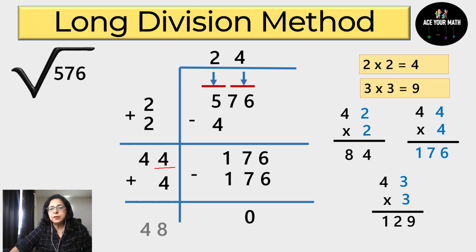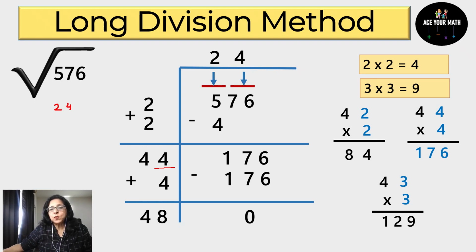And on the left hand side, when you add 4 to 44, it will give you 48. Okay, now we need to stop our division here because if you see, we got 0 as the remainder and there are no further groups to be solved. So what is the square root of 576? See, the square root of 576 is 24.